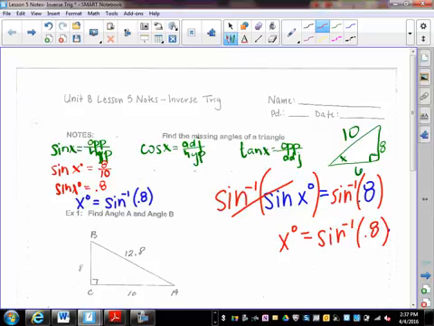Sine, the operation of sine, is saying for this specific angle, the ratio of the opposite side to the hypotenuse. Inverse sine then is going backwards. Inverse sine says, hey, I gave you the ratio, now tell me what angle gives you that ratio. Over here, I gave you the angle, tell me the ratio that goes with that angle.